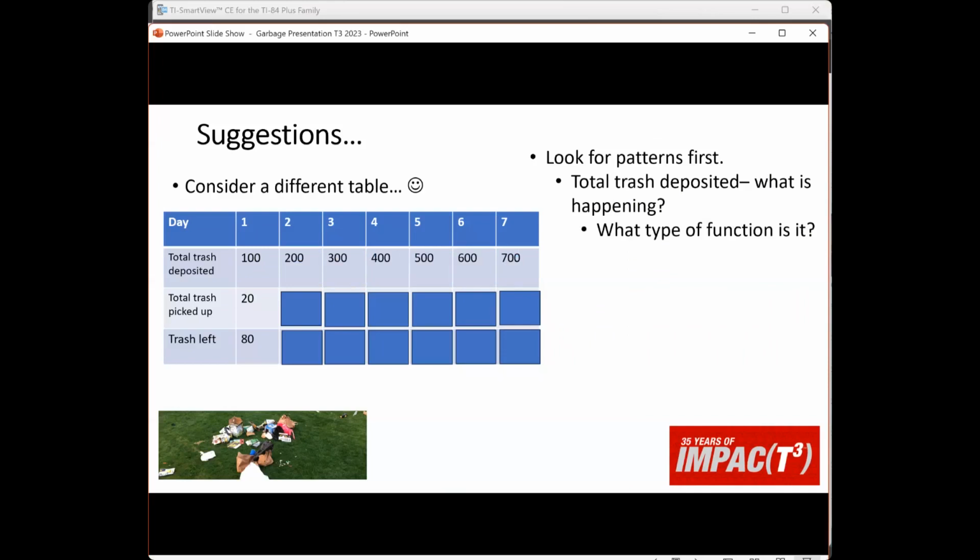I'm looking at a constant rate of change there. I think it's pretty linear. Now let's look at the total trash picked up. What's happening here? Well, on day 1, we actually pick up 20 pounds of trash.